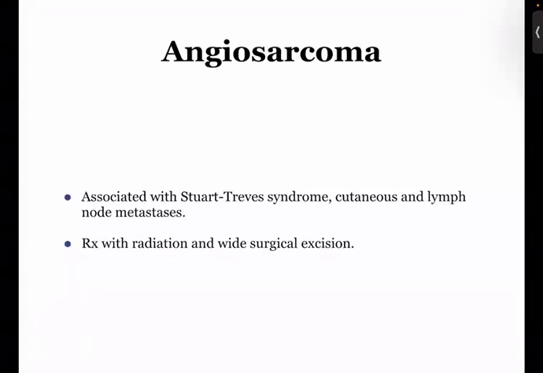Angiosarcomas are associated with Stewart-Treves syndrome. Cutaneous and lymph node metastasis is common. Treatment, again, wide margin, plus or minus radiation.